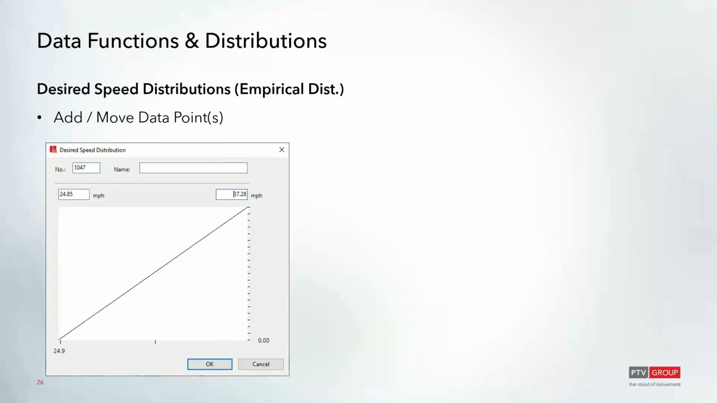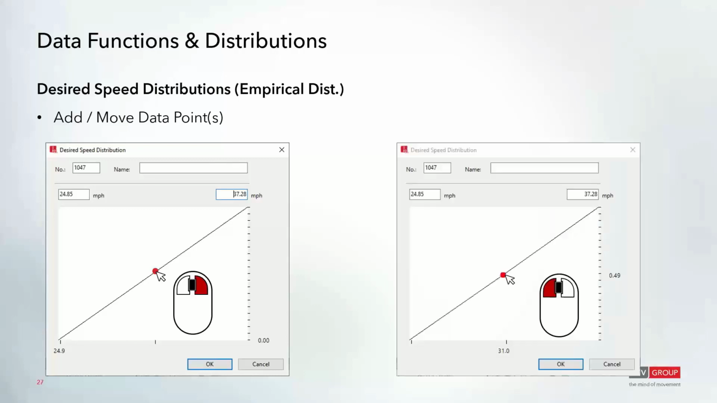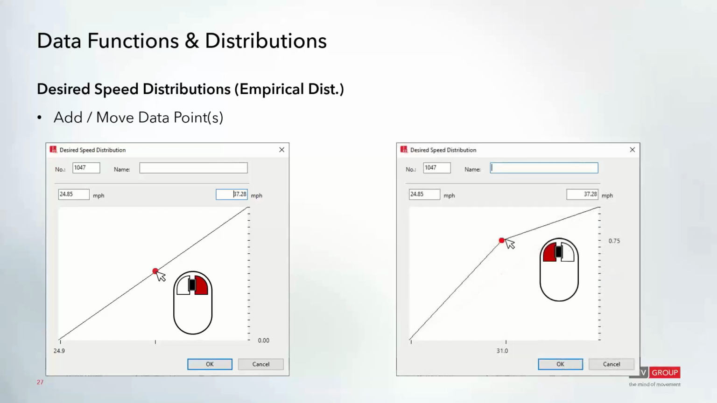All right, and then in order to add or move any data points within this distribution window, you can right-click along this line, and that will drop in one of those red data points. And then in order to move those, you can just left-click on the data point itself and move it to that particular percentile and speed value that you're looking to model.